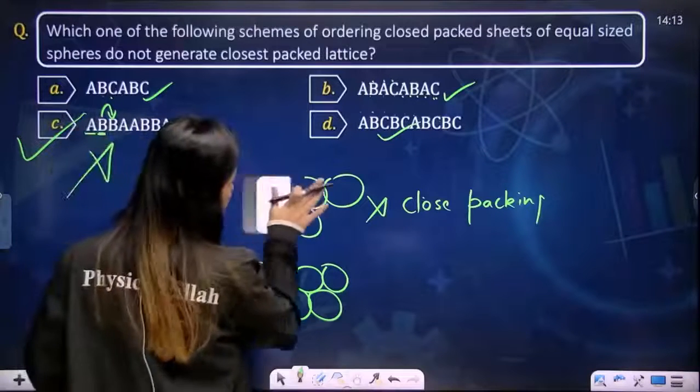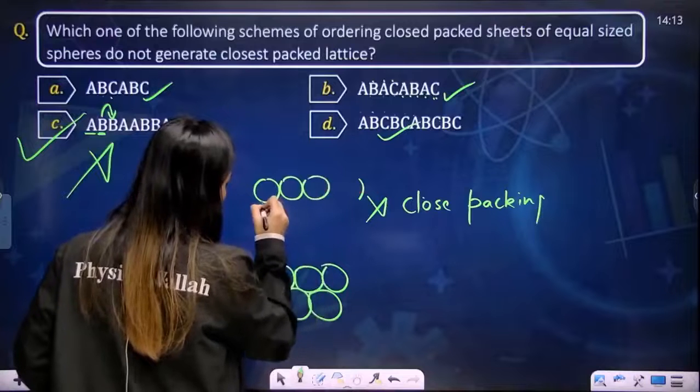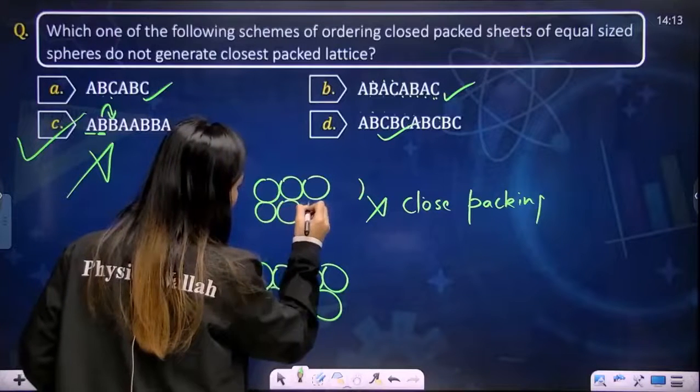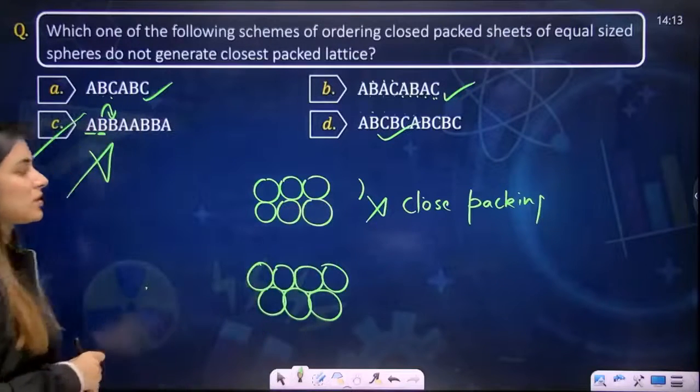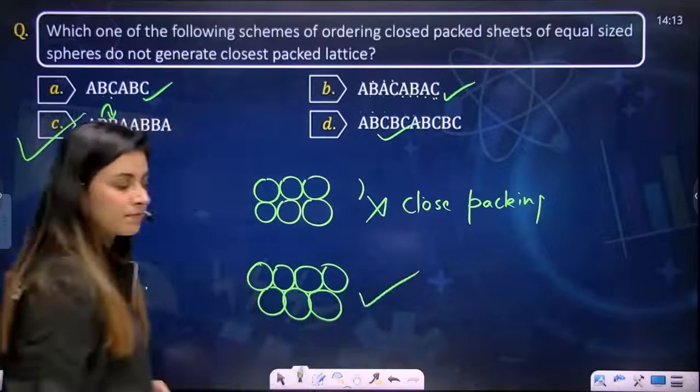I'll just draw it more beautifully. You have one layer and you have the same layer repeating it. So this will never give you close packing. This will give you close packing.